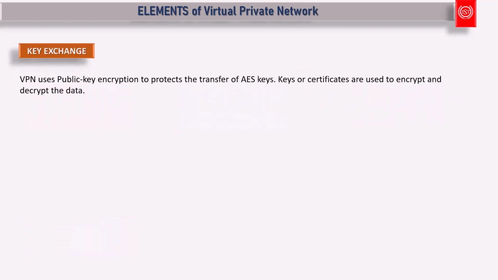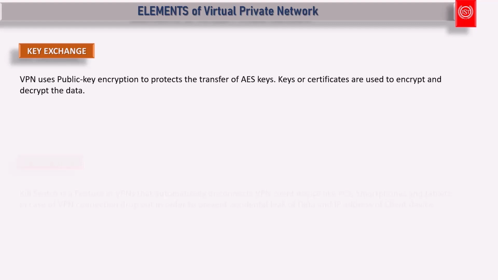And the next element of VPN is key exchange. So what is a key exchange? However good your data encryption might be, if some hacker manages to grab the encryption and decryption keys, that is the public key and the private key, basically the recipient's public key is used to encrypt the data, and then the recipient uses his private key in order to decrypt the data. So if a hacker manages to get the keys, he can decrypt the data.